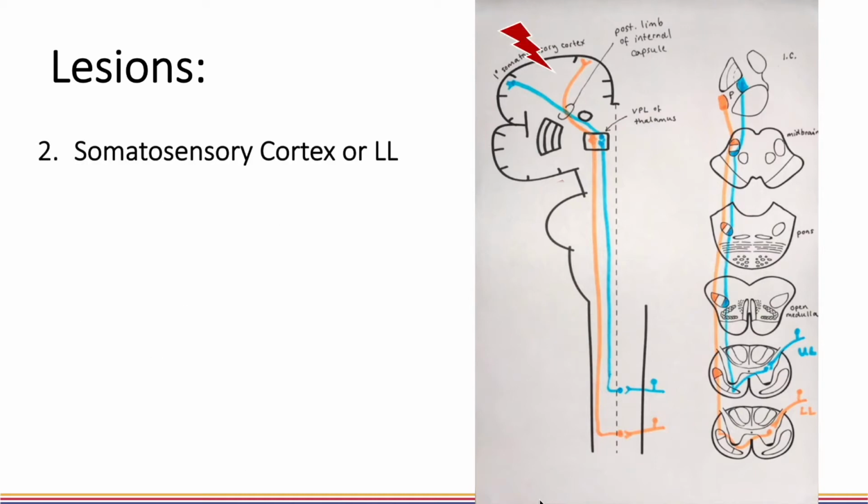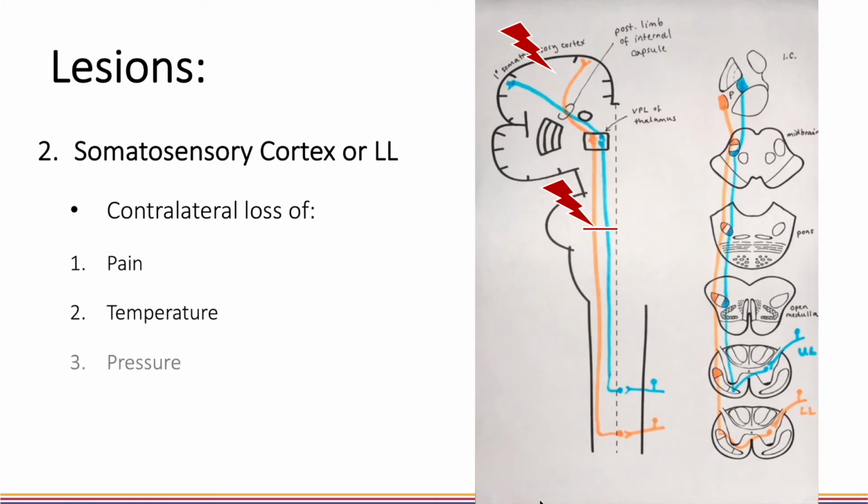A lesion in the somatosensory cortex or lateral lemniscus through which the spinothalamic tract ascends in the brainstem will lead to contralateral loss of pain, temperature, pressure and crude touch below the level of the lesion. The loss is contralateral because the fibres have decussated within the spinal cord.